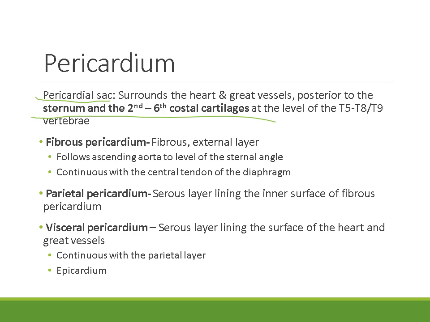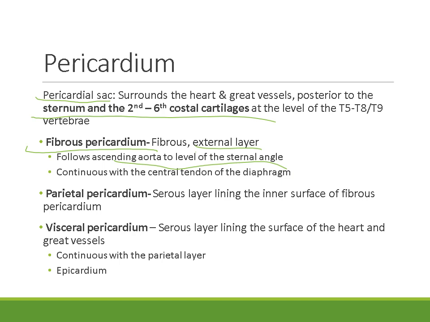When we look at the pericardial sac and the pericardial layers that surround the heart, we can separate the pericardium into multiple layers of membranes. The fibrous pericardium is the strong, protein-rich, fibrous external layer. This fibrous pericardium goes around the heart, and then it goes up and follows the ascending aorta till about the level of the sternal angle. So that's superiorly, it goes up to the level of the sternal angle.